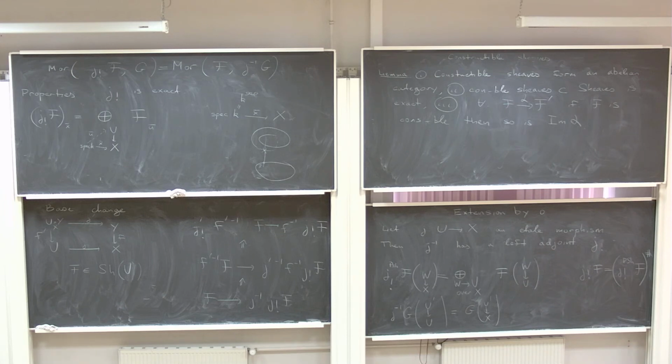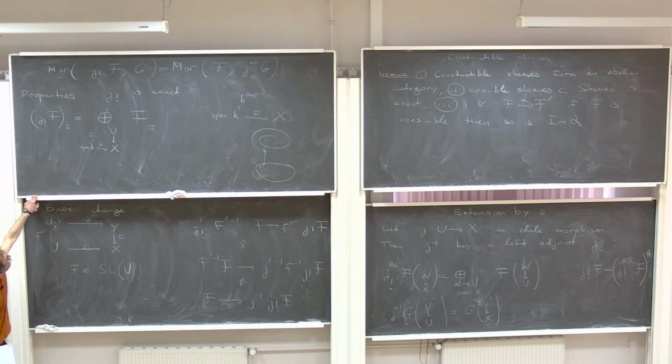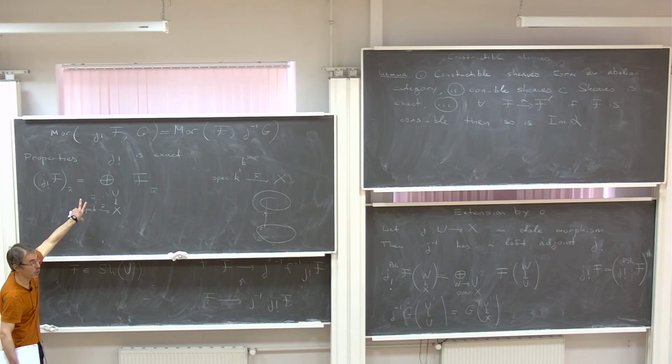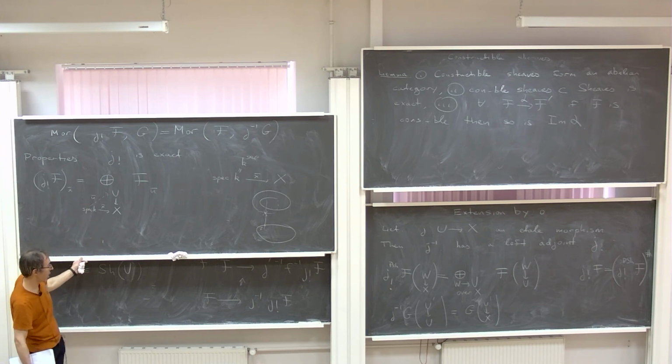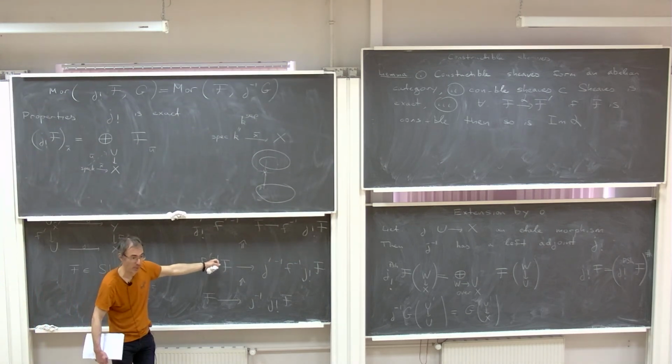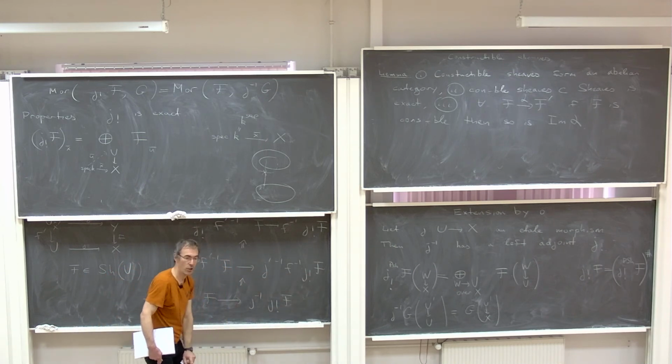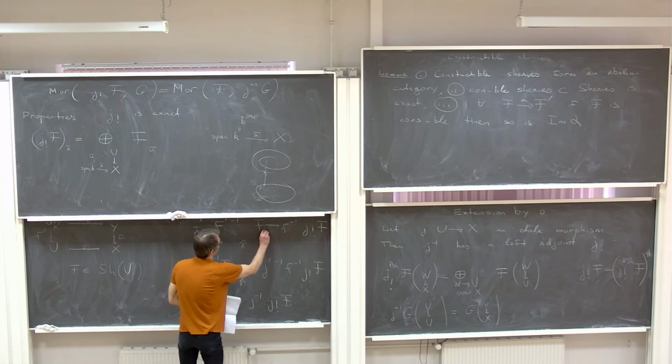Okay, so this gives me a map, and now I claim that this is an isomorphism. And in order to check that this is an isomorphism, you just use this formula. You check that it is on stalks. You know how stalks behave with respect to the inverse image and with respect to this J lower sharp. So this is an isomorphism.